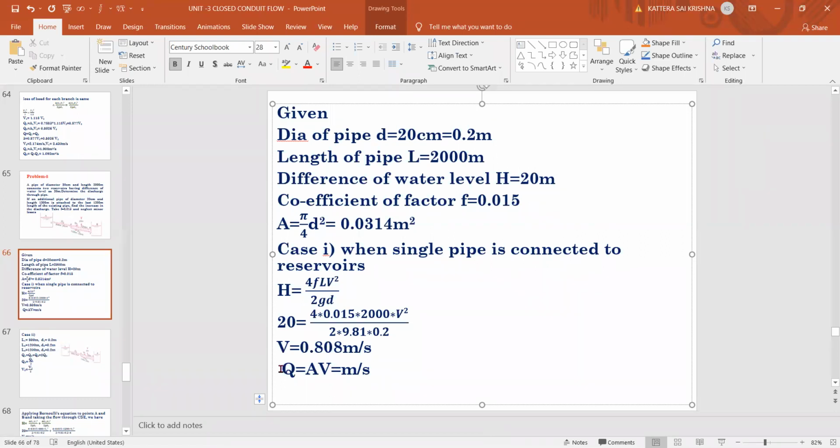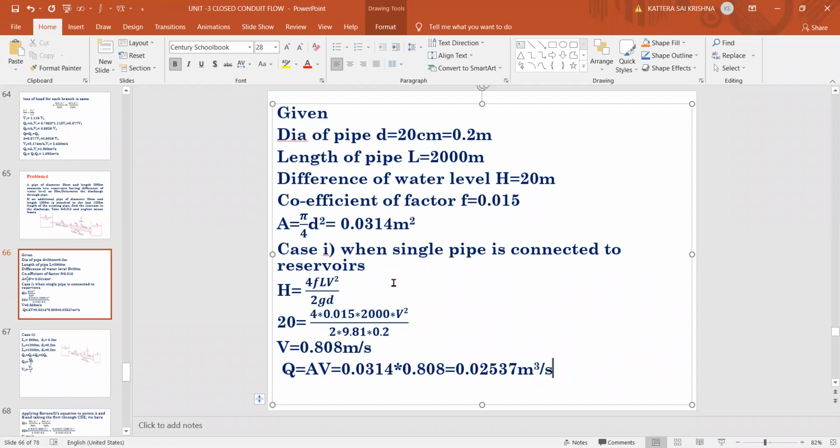Already we know discharge is equal to area into velocity. The area we have already calculated, that is 0.0314, into the V value. So Q equals A into V. Substitute the values: area is 0.0314 into 0.808. So 0.02537 meter cube per second is the discharge in the pipe for case 1.